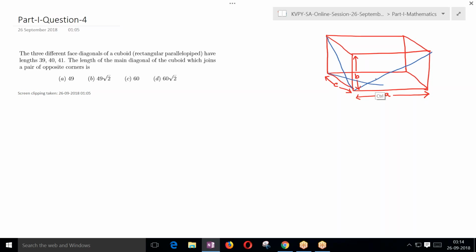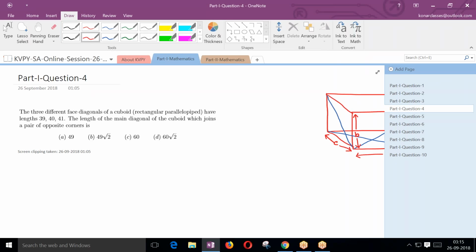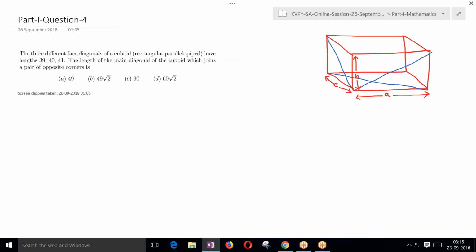Sorry, this is another face diagonal. So the values are given as 39, 40 and 41 respectively. From the fundamentals of the Pythagoras theorem to find the diagonals of a rectangle, according to the question, square root of a square plus b square is equal to 39. This we can give as equation number 1.